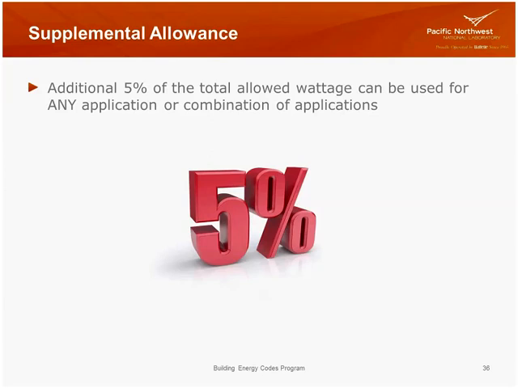So this supplemental allowance, you don't really see it in COMcheck, and that's why I want to have a brief discussion on this 5%, because it is a key point: you won't see it until you get to the actual report. It'll calculate it in, but it doesn't just show up, but you would see it on the actual reports.